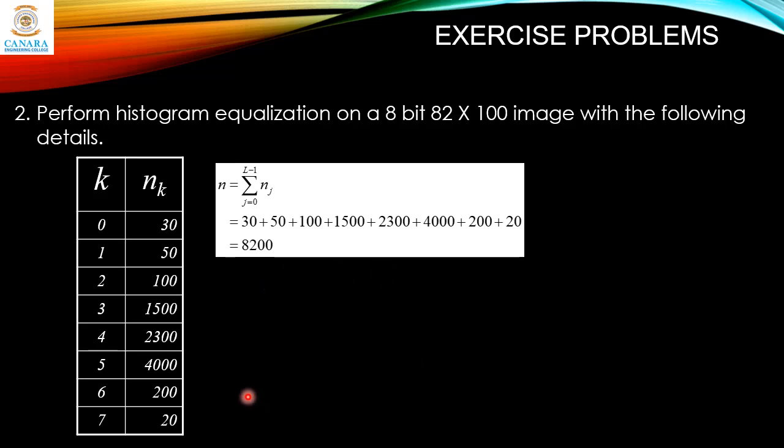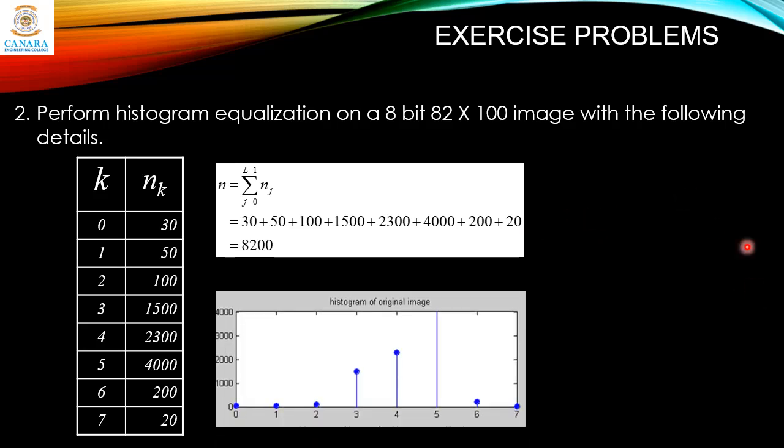I expect you to do it on your own, so I'll give you just a brief overview of what we should get. So first create the table. Once you do the table, you plot the histogram for the input image. So this is the input image histogram. After you do this, move to the second part of equalization.